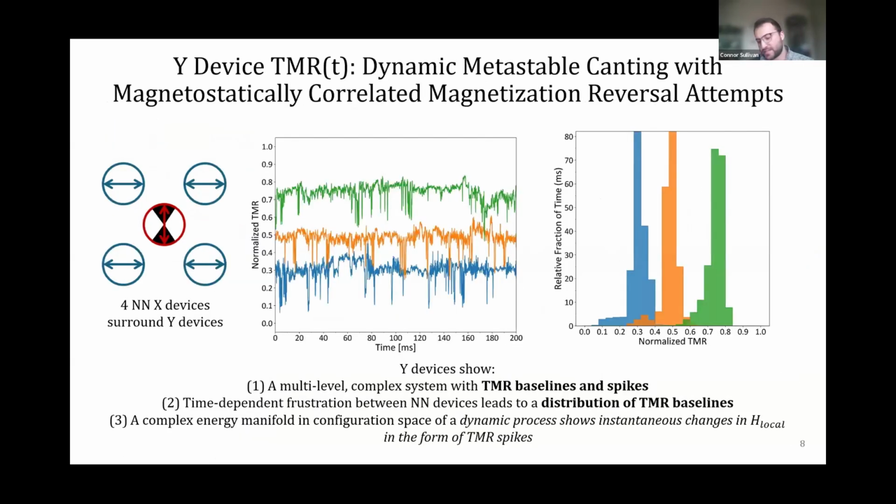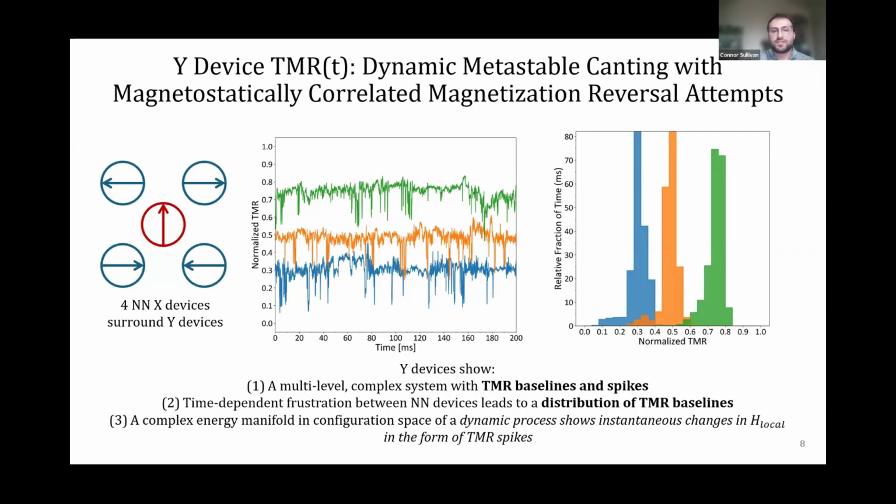For a Y device, though, everything that I've talked about is no longer true, in a sense that things become very complicated. I talked about tunnel magnetoresistance being a function of angle. It turns out for Y devices, when you're surrounded by 4 X devices, the individual magnetization dynamics of those devices lead to these long metastable canting baseline states in which the magnetization can actually take these metastable states. This is what we call a metastable canting baseline state.